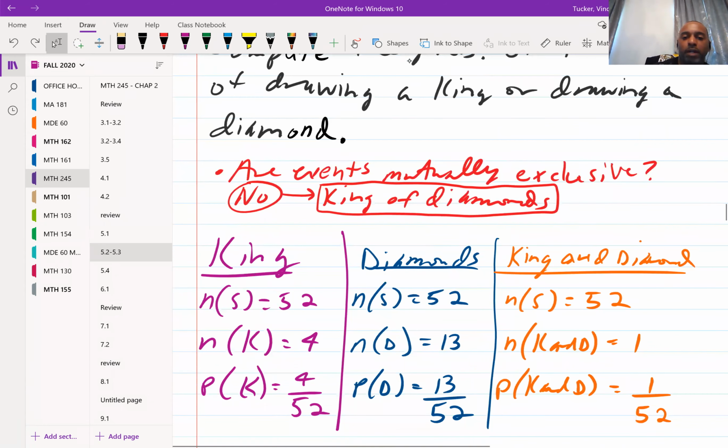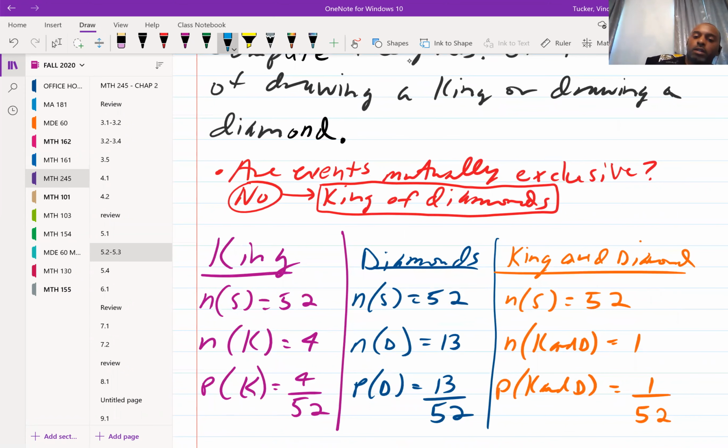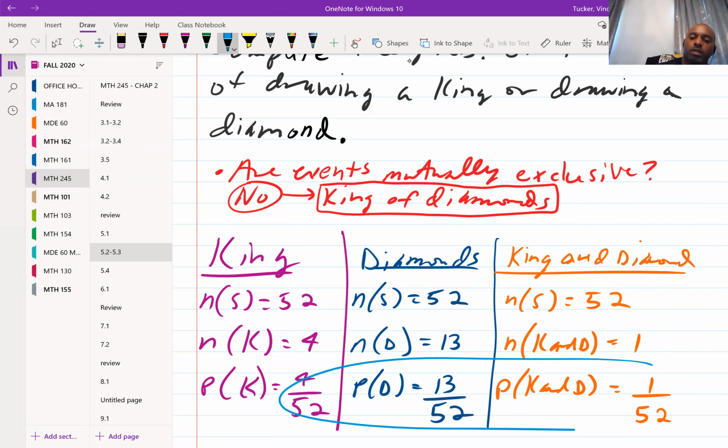So here's the probability of each one of those events. First of all, we recognize that the sample space of each is going to be 52, because there are 52 cards in the deck. Then the next row, there are 4 kings, there are 13 diamonds, but there is also 1 king of diamonds. So it's a king and a diamond. And then from there, we go ahead and set up our probabilities: 4 out of 52, 13 out of 52, 1 out of 52.